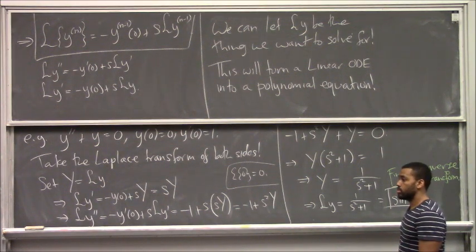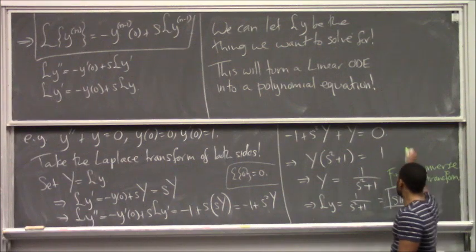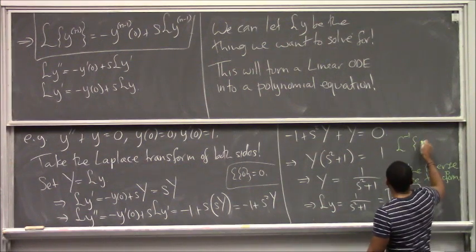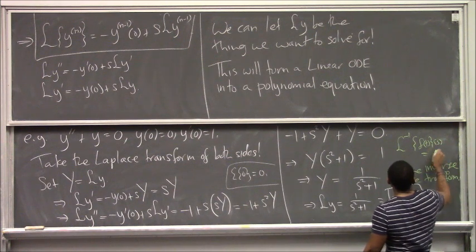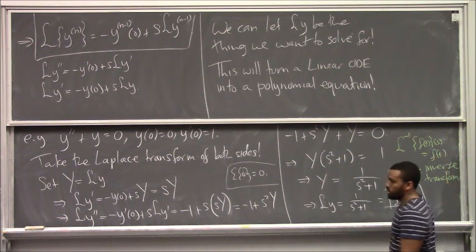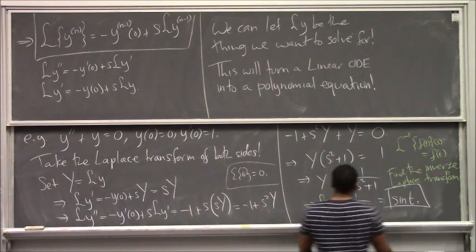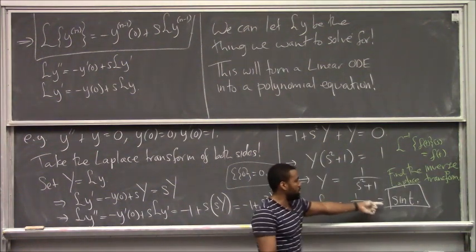Is there a notation for the inverse Laplace? Yeah, you literally write it like that, and it's going to give you f of t. But we usually don't write that down. You go here and then you immediately jump to there.